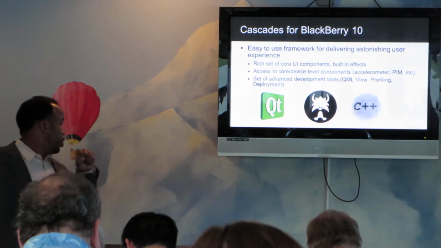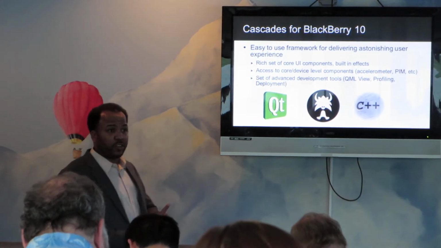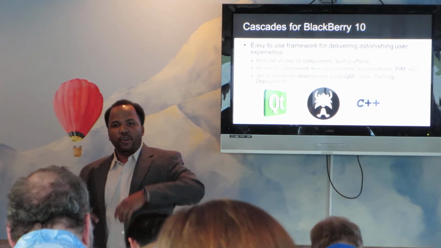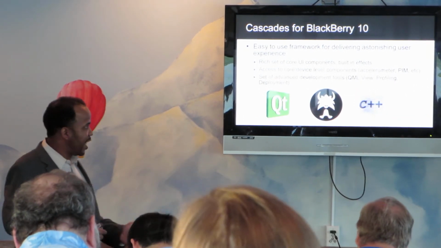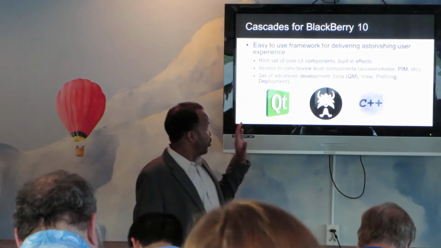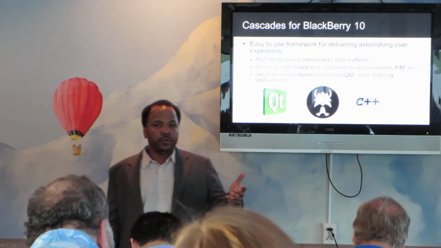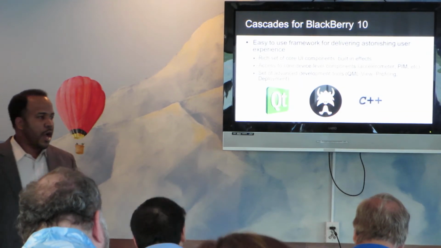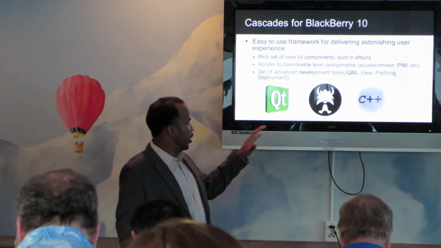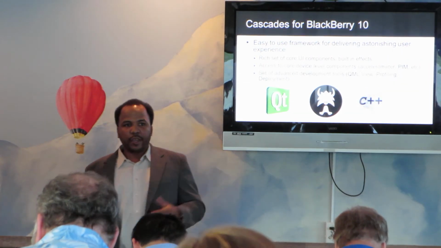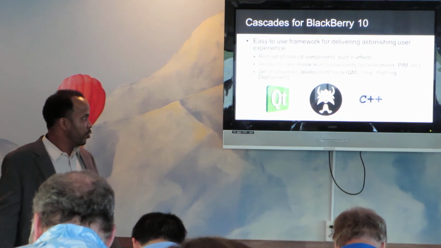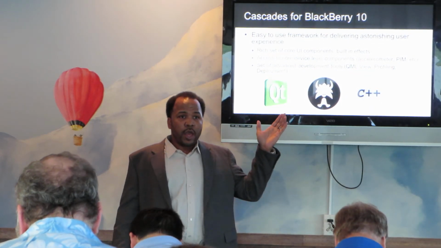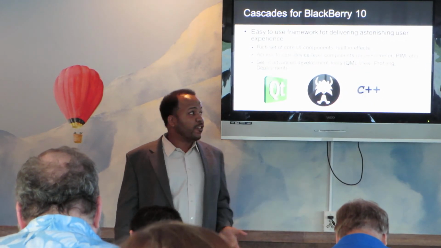You still have access to core device level components, accelerometer, PIM, or personal information management, such as calendar and address book, etc. You still can get access to that stuff. And also there's a set of advanced development tools. QML view, similar to what you see with Android with Eclipse, you have that little view as you're building out the GUI. It's the exact same thing here. Profiling, actually checking parts of your code that's the least or the most performant. And then deployment. You can actually deploy using the Cascades interface. The interface is built on Eclipse.